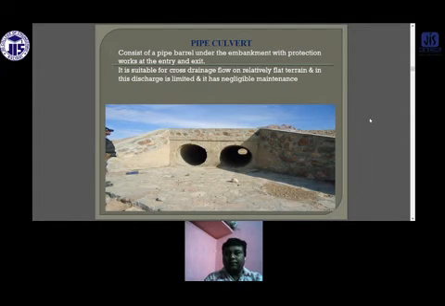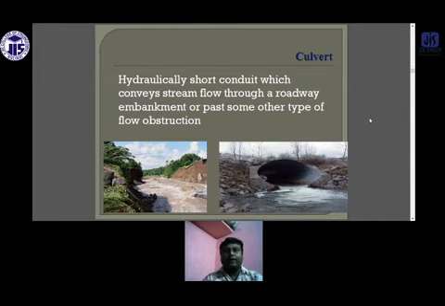This is the pipe culvert. It consists of a pipe barrel under the embankment with protective work at the entry and exit. It is suitable for cross drainage flow on relatively flat terrain, where discharge is limited, and it has negligible maintenance. It is a hydraulically short conduit which conveys stream flow through a roadway embankment or past some other flow obstruction. So this is a culvert type bridge. You can see that the water passes through this type of bridge.